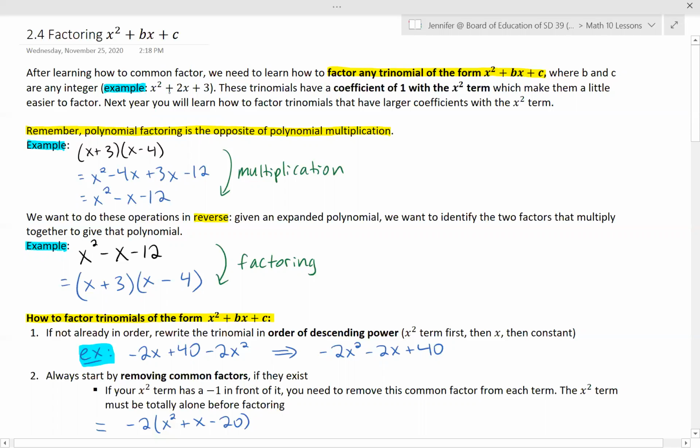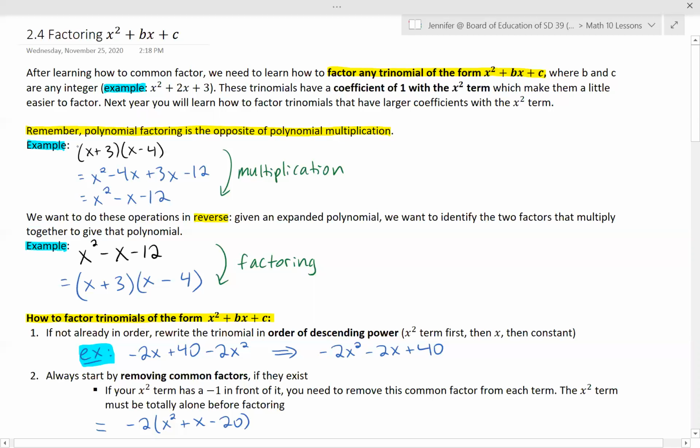And there's actually in the Michelson 10 book in the 2.5 section if you want to get a preview of what you might do in grade 11. But for now, let's focus on learning this more basic version with the coefficient for the x squared term just being 1. So remember, polynomial factoring is the opposite of polynomial multiplication. We know how to do the multiplication. Now we want to basically do that in reverse.